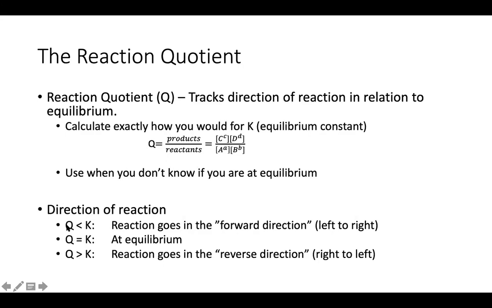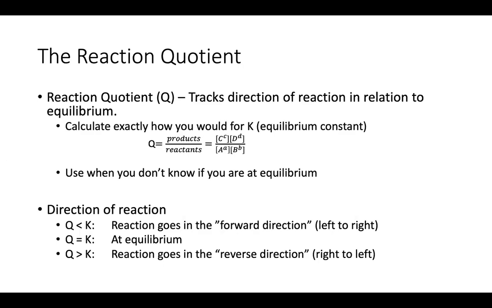If our Q is less than our equilibrium constant K, that means Q is too small. That means we have too many reactants and not enough products to be at equilibrium. So this means that the forward reaction will be favored, which is our typical left to right. If Q is equal to K, that means that we're at equilibrium.